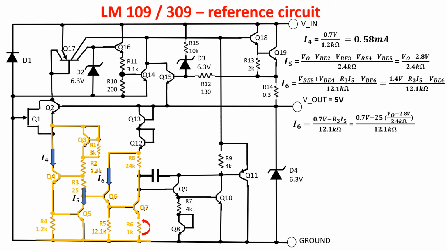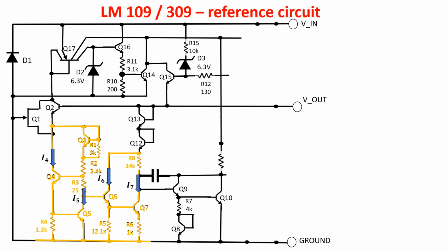The current in Q7 is equal to Vout minus VBE13 minus VBE12 minus VBE9 minus VBE10, divided by R8, which is 24 kilo ohms. So I7 is this, which is equal to 1/10 of I5. So you see I5 is 10 times I7 and I4 is 10 times I6. As you see, currents at higher density flow in the base emitter junctions VBE4 and VBE5 with respect to VBE6 and VBE7.